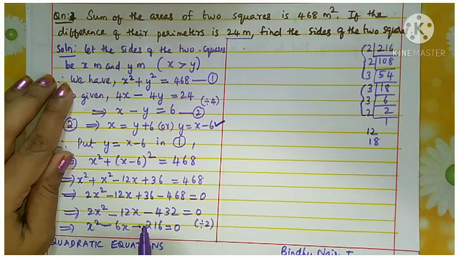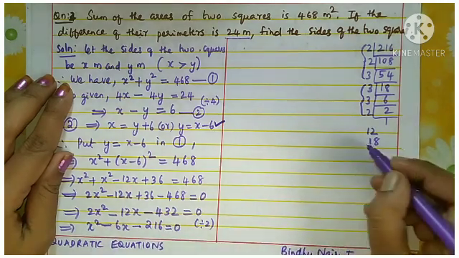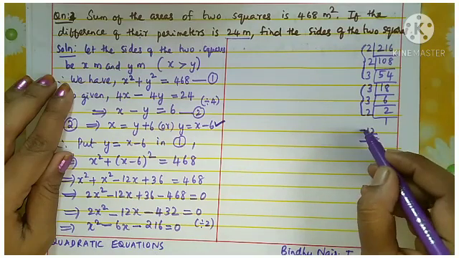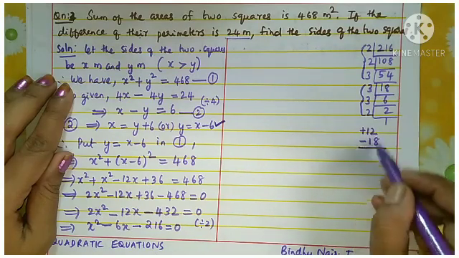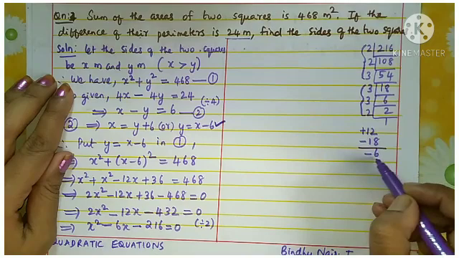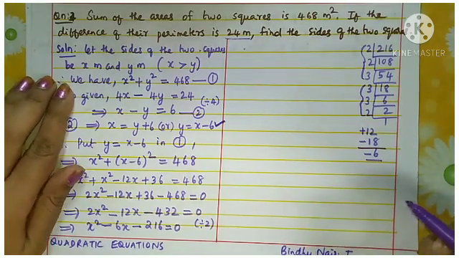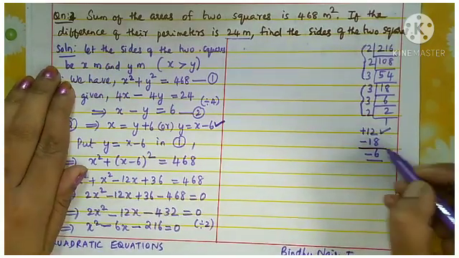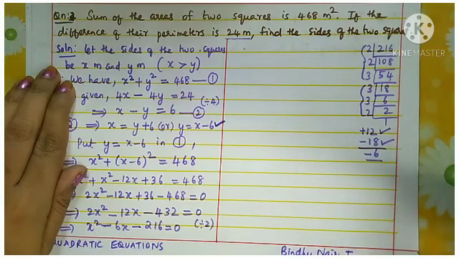Product is a negative number, so one number is negative and the other number is positive, and here because we want minus 6, the greater number will have the negative sign and the other number is positive. Now you see the addition is minus 6. Okay, so what are the two numbers? Plus 12 and minus 18.